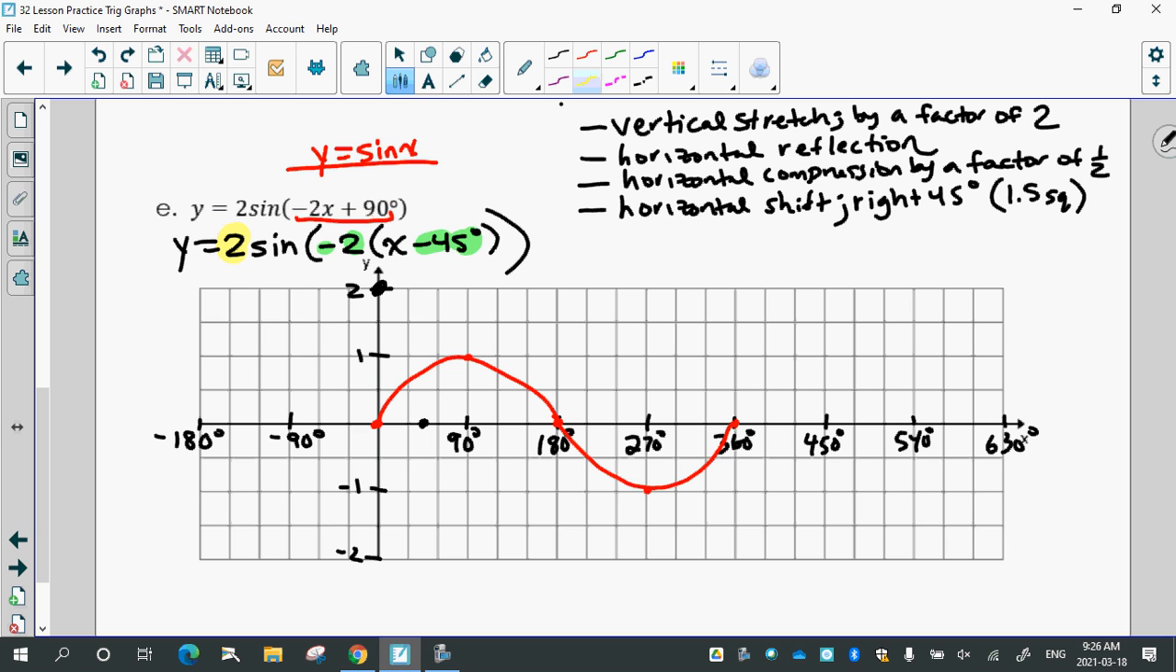The 180. Vertical stretch doesn't affect it because I'm on 0. Horizontal reflection, I'm going to go over to negative 180. Then I'm going to half that, the horizontal compression. So instead of being at negative 180, I'm going to be at negative 90. And then I'm going to move 45 degrees, so a square and a half to the right. So there's my third point. So I can see I've got a frown there.